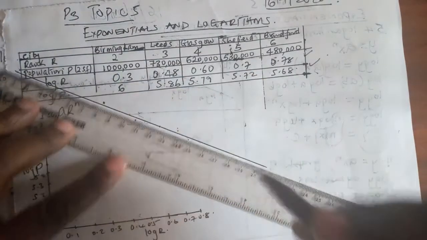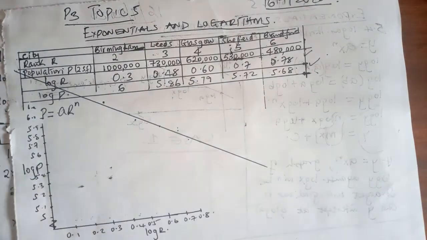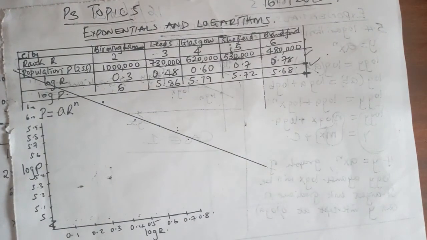Our graph looks something like that. That is our graph. Having said that, we could also be able to answer part C: Use your graph to estimate the values of A and N to two significant figures.